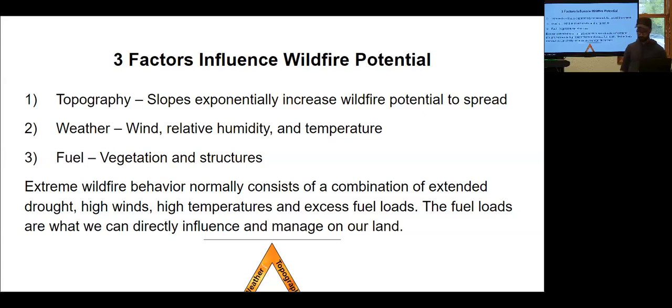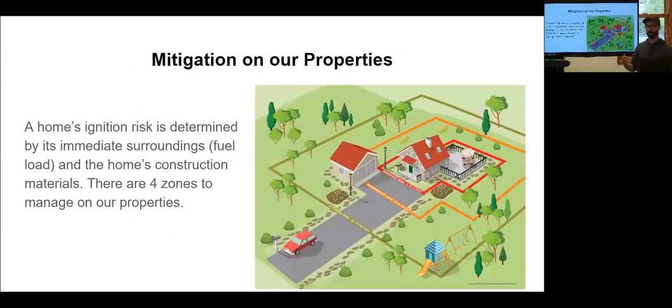And simply, extreme wildfire behavior normally consists of a combination of high wind, high temperatures, and excessive fuel loads. And again, the fuel loads are what we can directly mitigate on our properties. So next, let's talk about mitigating some of these risks and dealing with our balsam on our properties.